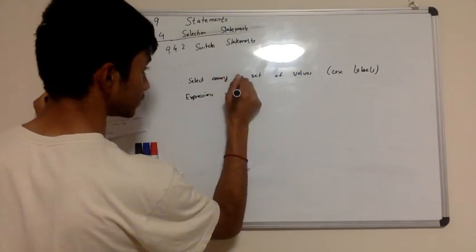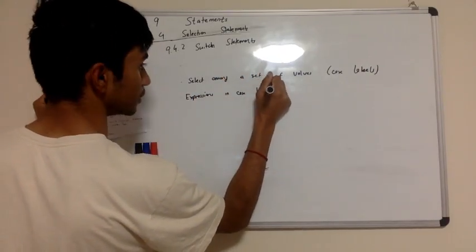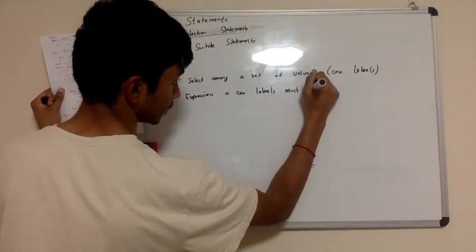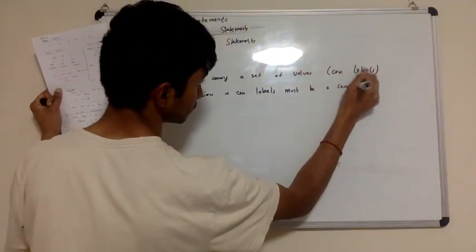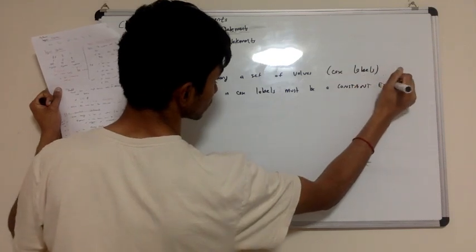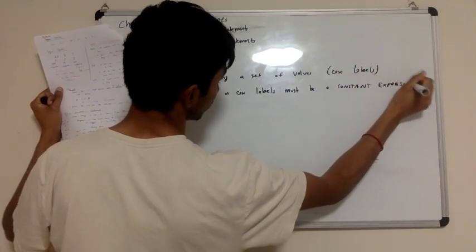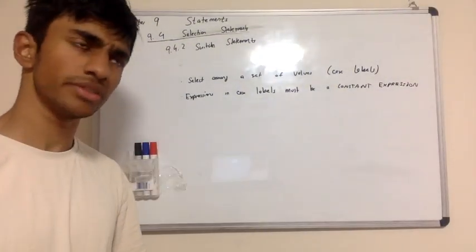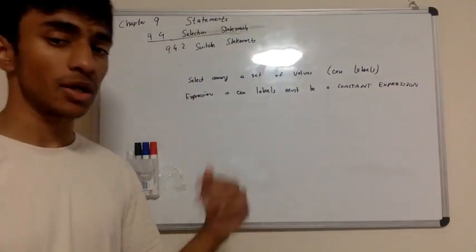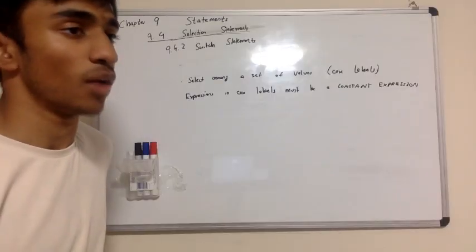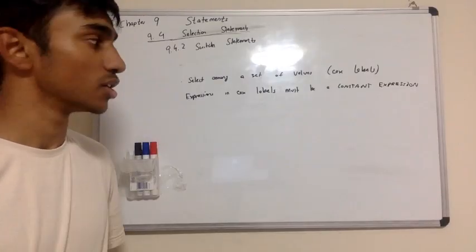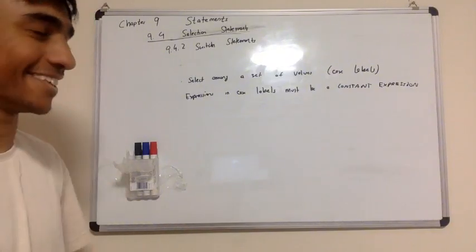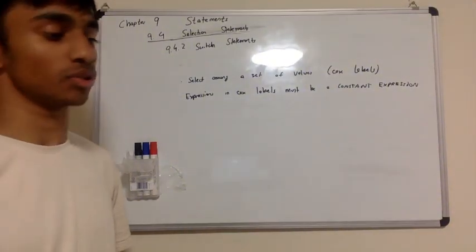So the expressions in case labels must be a constant expression. Now, we get a more formal definition of what a constant expression is later on in chapter 10, I believe. Yeah, chapter 10. But for now, think of constant expression as basically something where you know its value before you run any code. So like literals. There's a couple of others, but literals are the easiest one to think about.